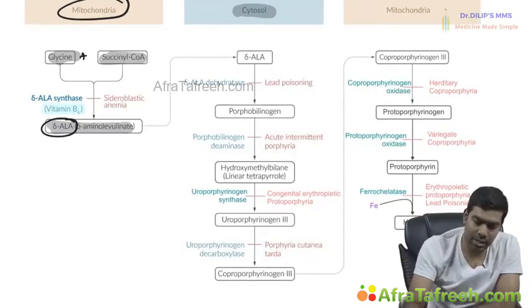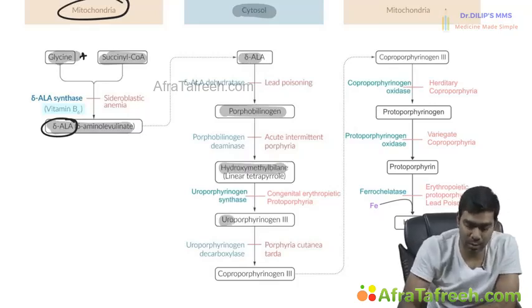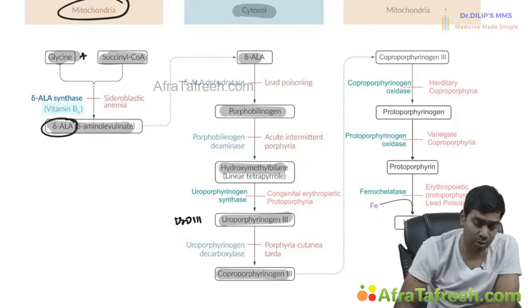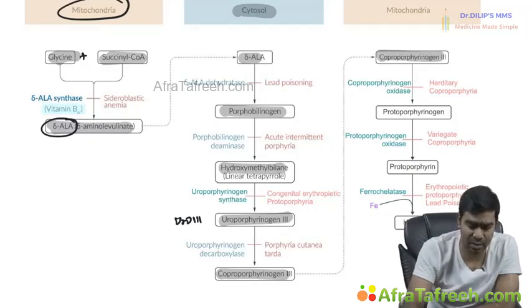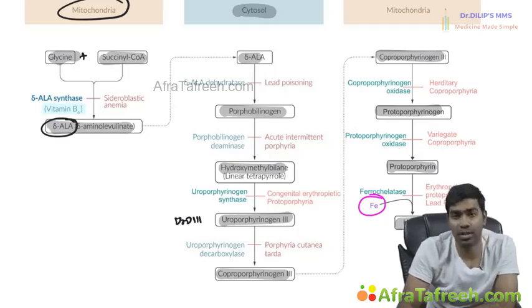So once this delta ALA comes, it's going to form porphobilinogen, this is going to form HMB, hydroxymethylbilane, this is going to form uroporphyrinogen 3, which I can simply write as Uro 3, and this can form coproporphyrinogen 3, otherwise called Copro 3, which again re-enters the mitochondria and forms protoporphyrinogen, which forms protoporphyrin, and finally it forms heme with the addition of iron to it. So this is how it ends. At every single step, you can get an enzyme deficiency and you can have a porphyria.